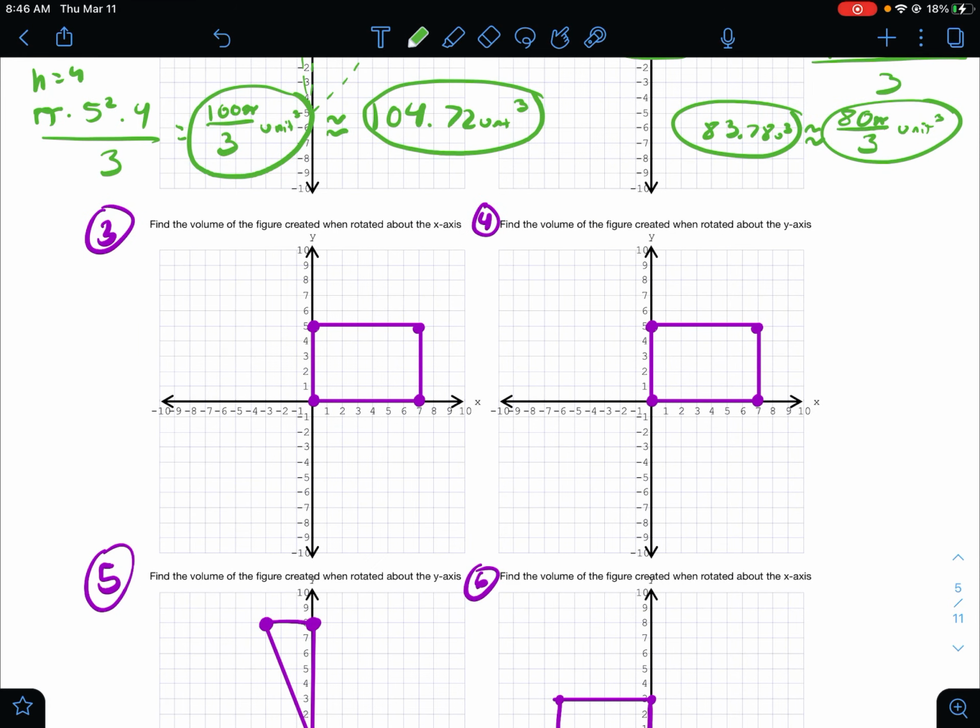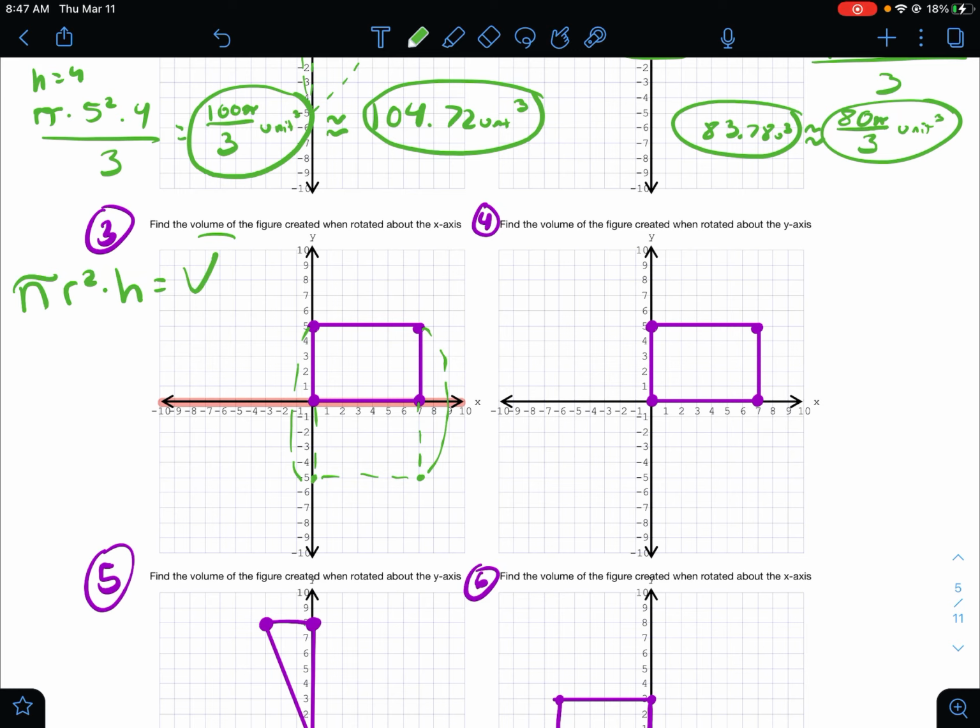All right, next it says find the volume of a figure created when rotated about the x-axis. So again, we're rotating about the x-axis, which is this guy. If you can imagine, when you rotate this square, you're actually going to end up with a cylinder. You can imagine you'd have the circle base there. If you were to rotate that, you would end up with a cylinder. Now, again, we're trying to find volume. So the volume of a cylinder is pi r squared times your height.